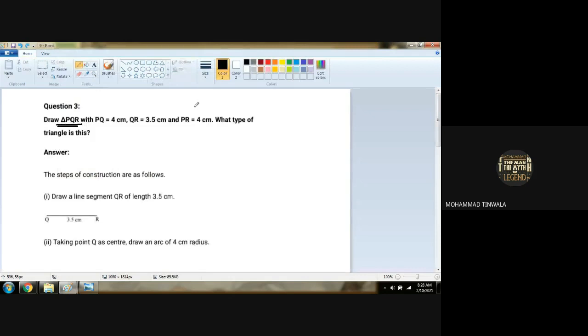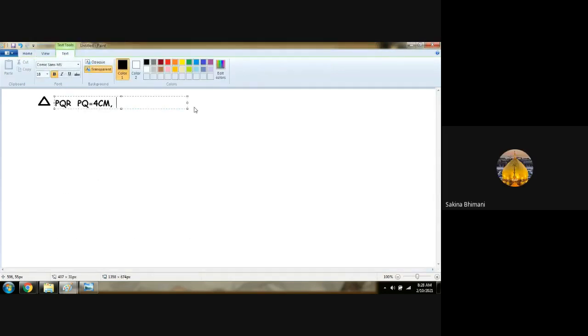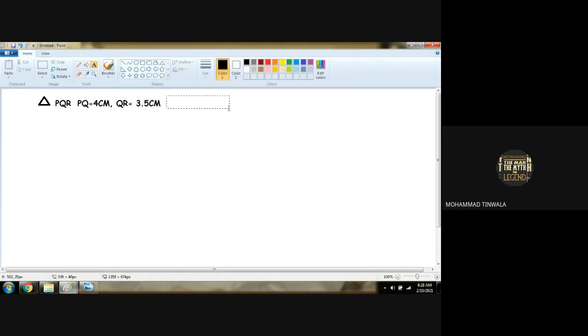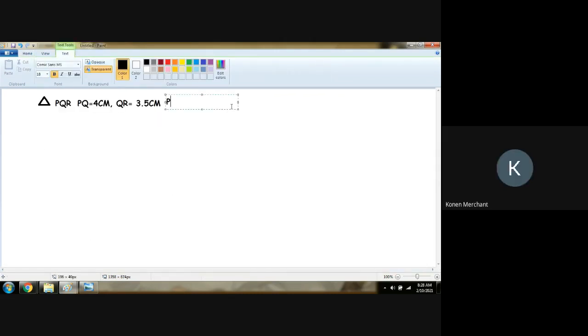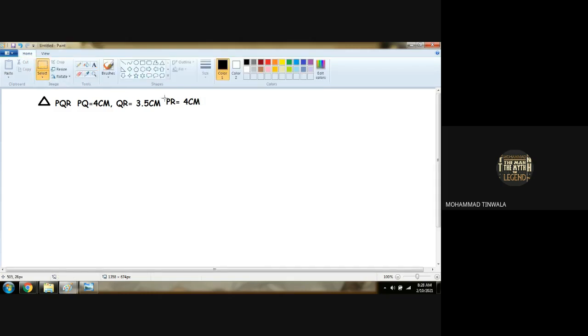Then QR is given equal to 3.5 centimeter. And last, PR is equal to 4 centimeter. PR is equal to 4 centimeter. Is that all clear here? Yes, sir.